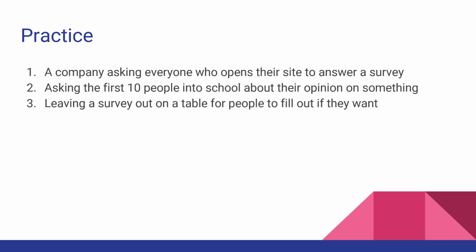So first, a company asking everyone who opens their site to answer a survey. This one is an interesting one because first you already see a company asking people who open their website. So that seems to be convenience sampling already because they're asking an easy group of people to reach. But when you open their site, the survey is probably optional as well. You don't have to answer their survey. So this would make it both voluntary bias and convenience sampling. So this one has two types of bias.